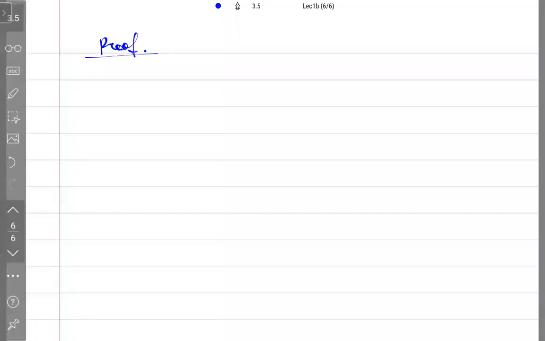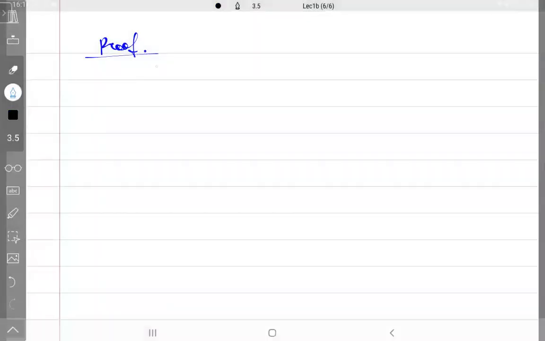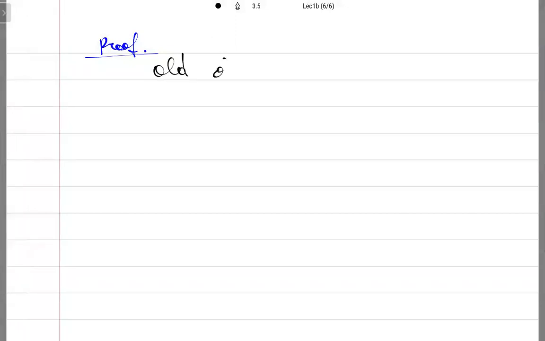So let's move on. For a proof, we need to prove two things. So we need to go from the old definition to Euler.